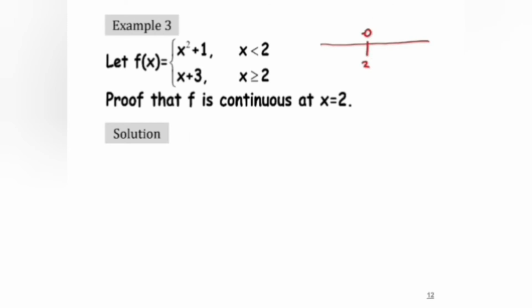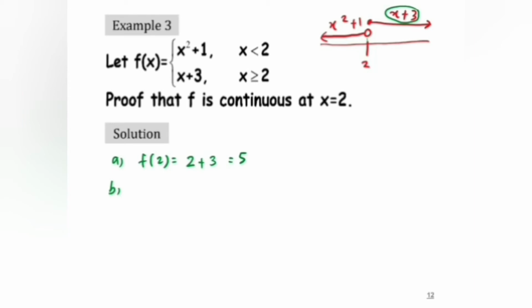For x less than 2, the function is x squared plus 1. For x equal to or greater than 2, the function is x plus 3. Then to know whether the function is continuous at 2 or not, we have to check the 3 conditions of continuity. The first one is to find f(2). When x is 2, the function that we have to use is x plus 3. Substitute 2 into the function, you will get 5.